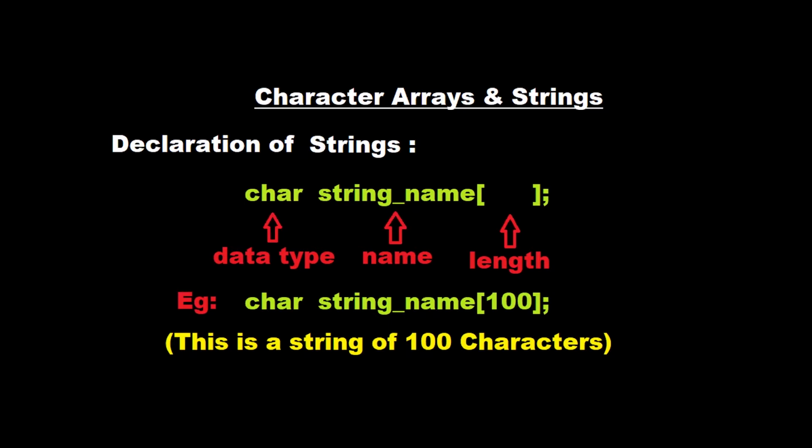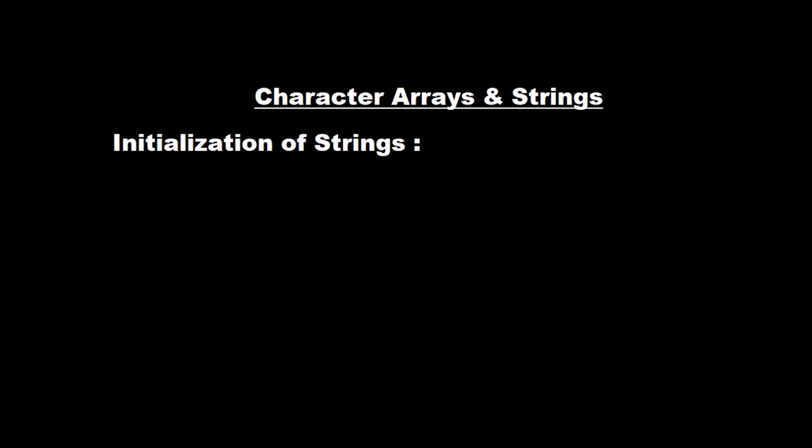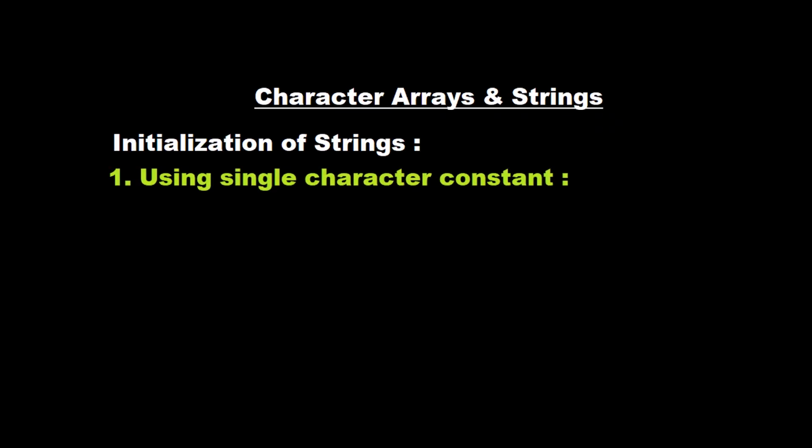So as we know the declaration part, and as I have shown you in the figure, in case of strings we always use the character data type. So in the example you can see that we have used the character data type. Now after the declaration part, let us move on to the initialization part. So here there are two ways to initialize strings. The first way is using single character constant. Let us check an example so that I can tell you better about this topic.